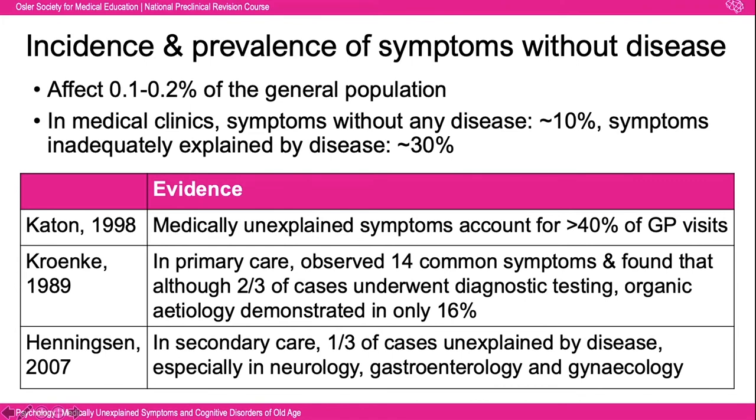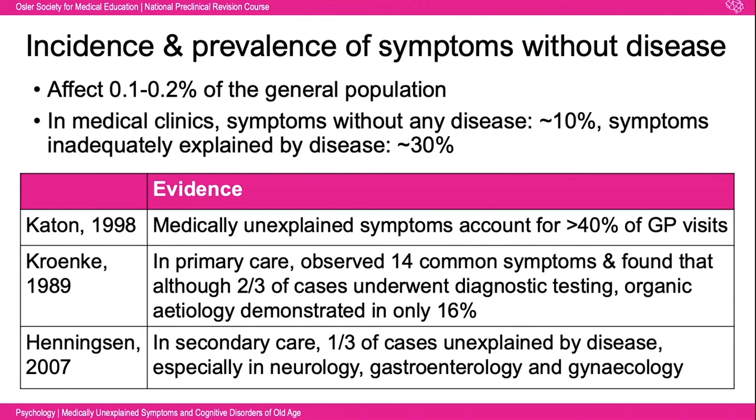Overall, medically unexplained symptoms are known to affect between 0.1 and 0.2% of the general population. It's been estimated that symptoms without any disease account for 10% of cases in medical clinics. These include symptoms like pain, fatigue, breathlessness, and headache. Symptoms inadequately explained by disease have an incidence of about 30%. And there are a few studies to show this.